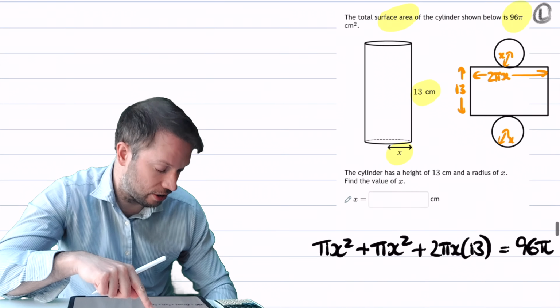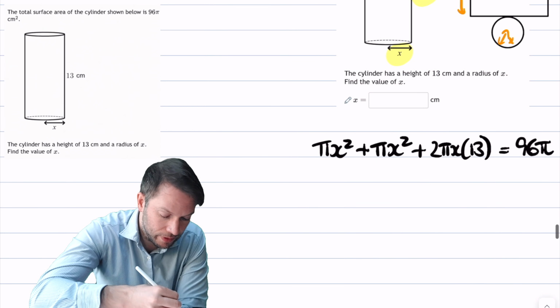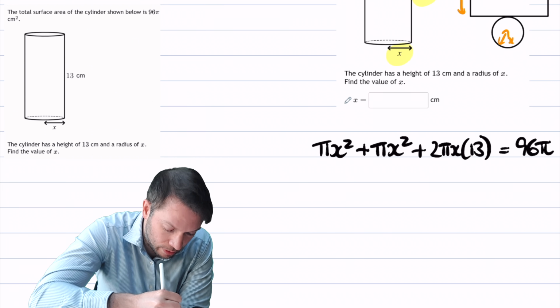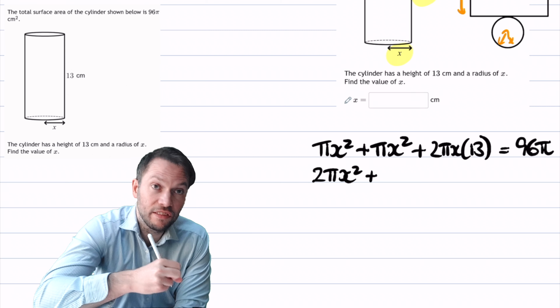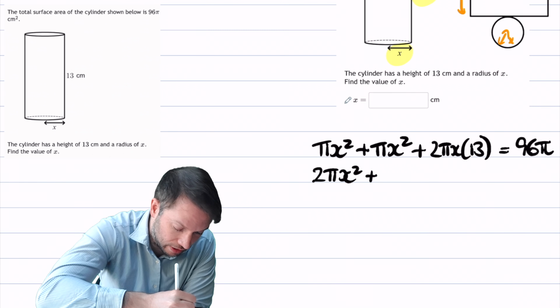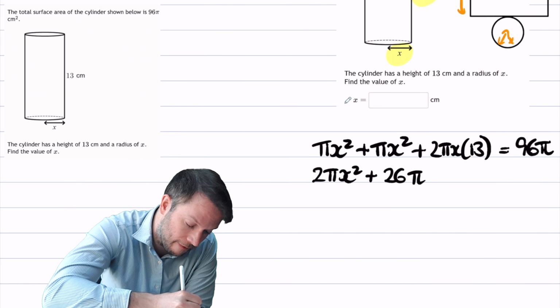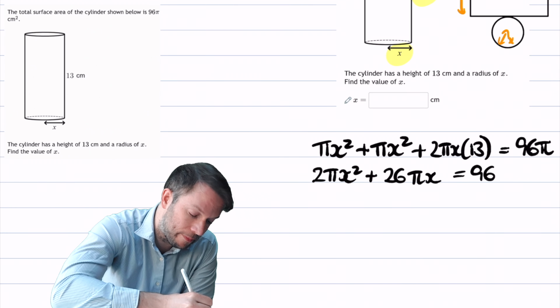So now we just need to simplify that equation. We've got pi x squared plus pi x squared, that's 2 pi x squared. And then we've got 2 pi x times 13. 2 times 13 is 26, so it's 26 pi x. And that is equal to 96 pi.